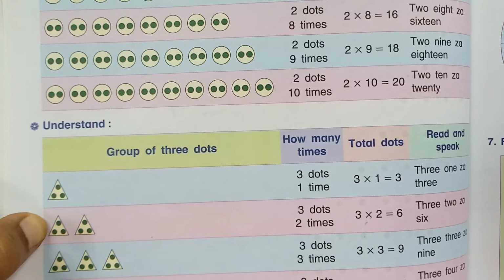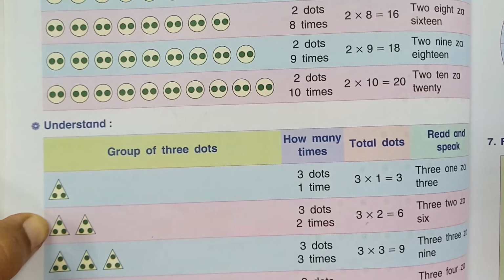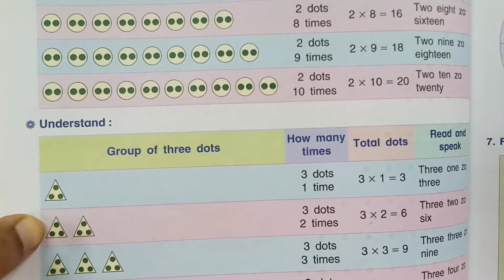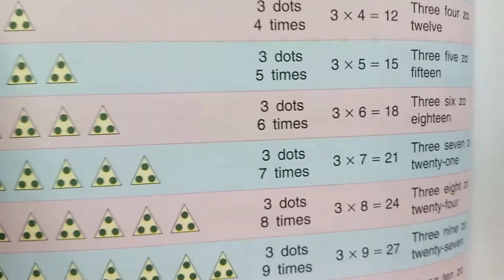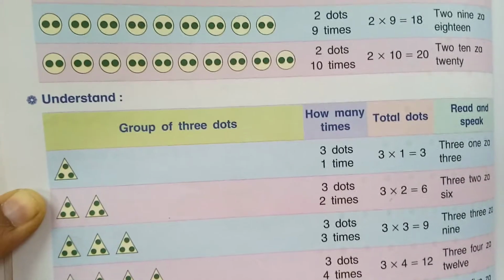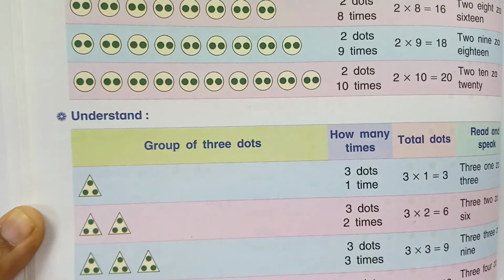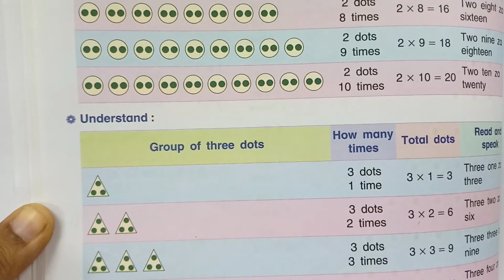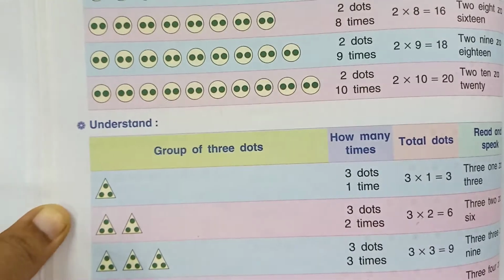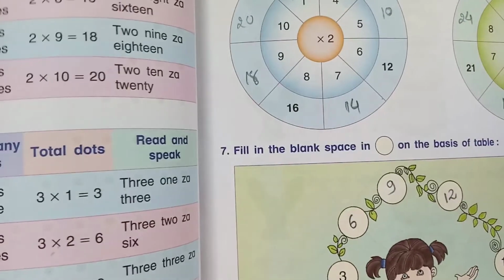In the second row, 2 triangles are there, and in each triangle 3 dots are there. So 3 twos are 6. Like this it is given till 10. You have to count and you have to read it and understand. It's very easy and interesting. At home you have to read this, page number 149 and 150. The table of 1, 2 and 3 is given on these pages. Now we'll go to the next question, number 6.